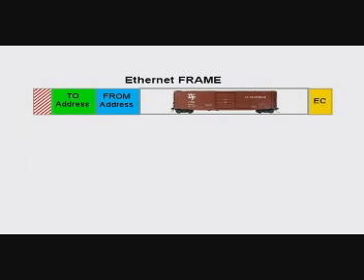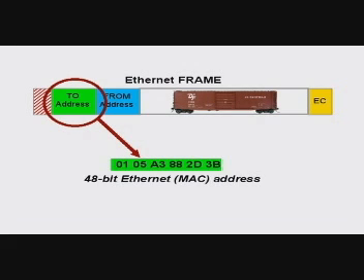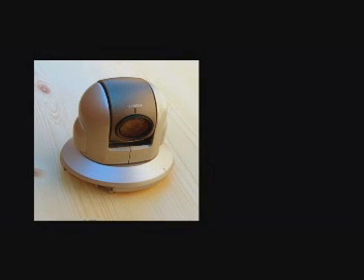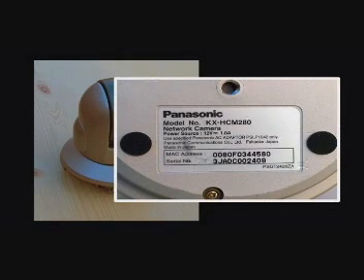The to and from address is the physical Ethernet address of the receiving and sending device on the network. It's a hardwired 48-bit address assigned by the manufacturer. Every Ethernet-enabled device should have its 48-bit address visible on the product, written in hexadecimal notation, using the numbers 0 through 9 and letters A through F.